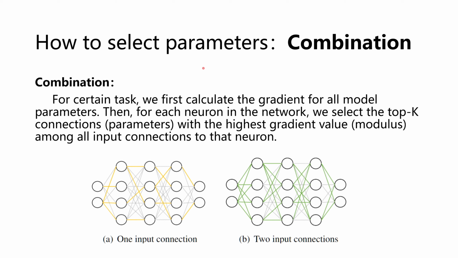For fine-tuning, specifically for certain tasks, we first calculate the gradient for all model parameters. Then, for each neuron in the network, we select the top K connections with the highest gradient value among all the input connections to that neuron. For example, figure A is a case where we select the top 1 input connection per neuron, and figure B is a top 2 case.